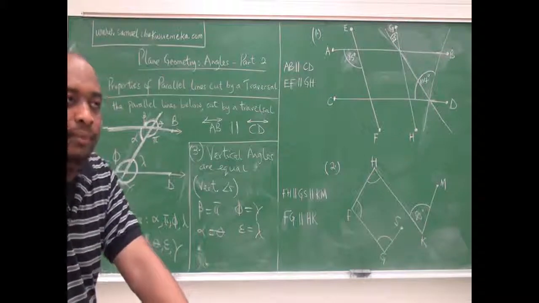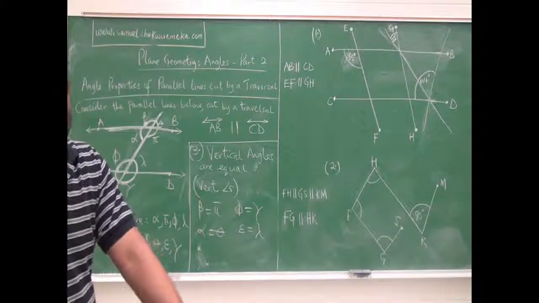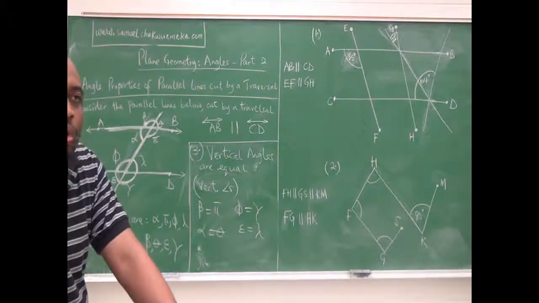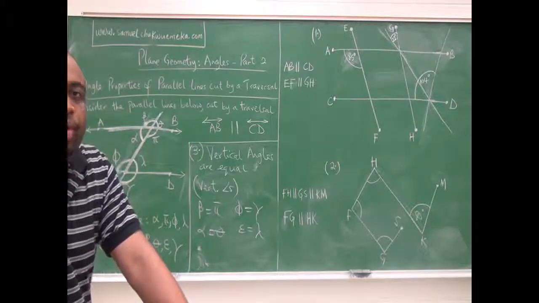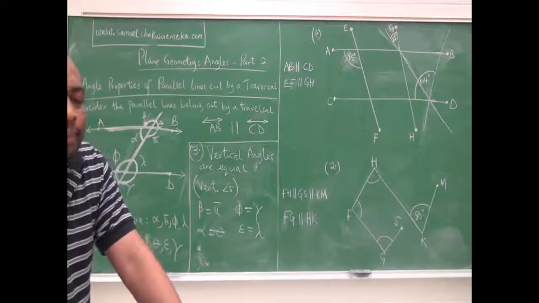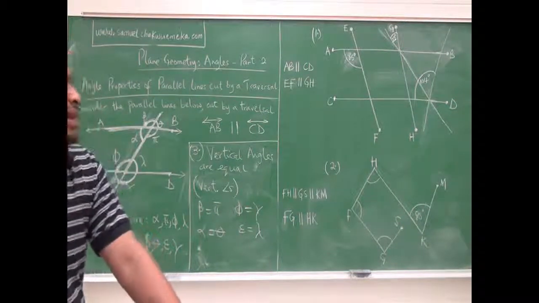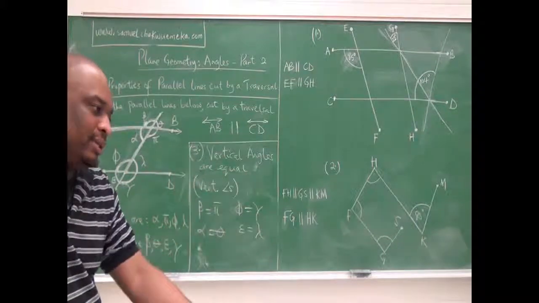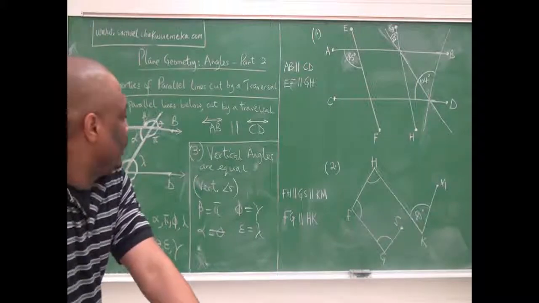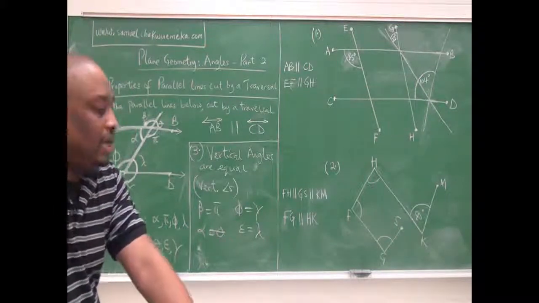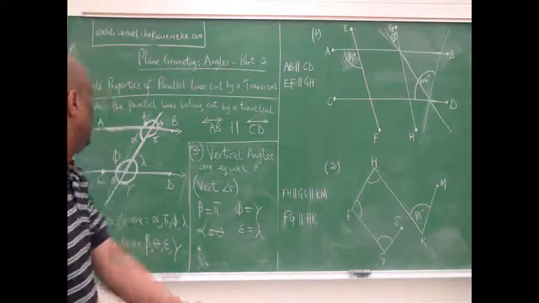X being that the vertical angles are equal, Y being that the corresponding angles are equal, then Z being that the alternate interior angles are equal. Think about it that way, and you will not have problems. Now, there are so many other theorems with angles, but for this video, we are just concerned about these three properties. Okay? Alright.